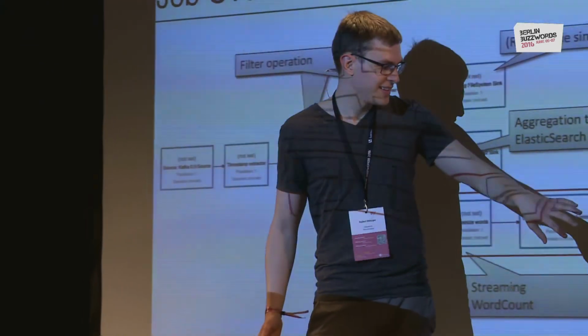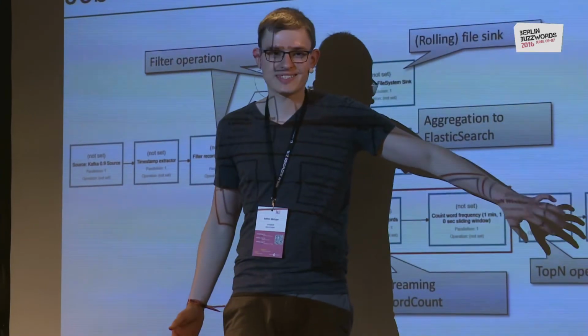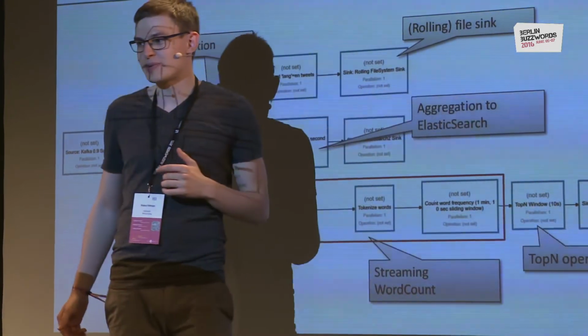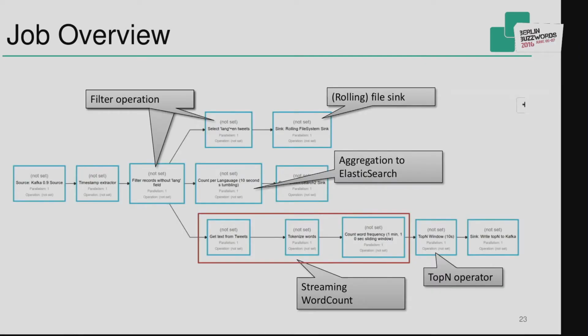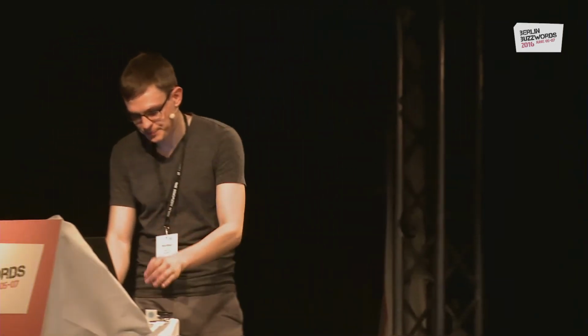And this way, this operator is emitting every 10 seconds the frequencies of the words in the tweets of the last minute. Then there's a top N window, which is just sorting the frequency so that I can get like the top 10 words of the last minute. And then I'm writing this to Kafka. So that's the job that I'm going to present you now.